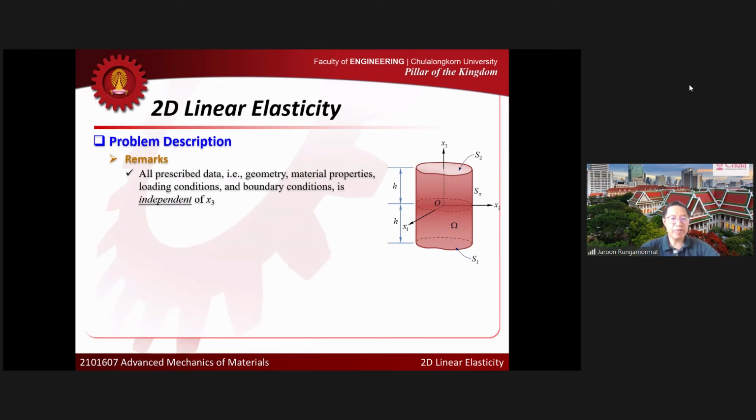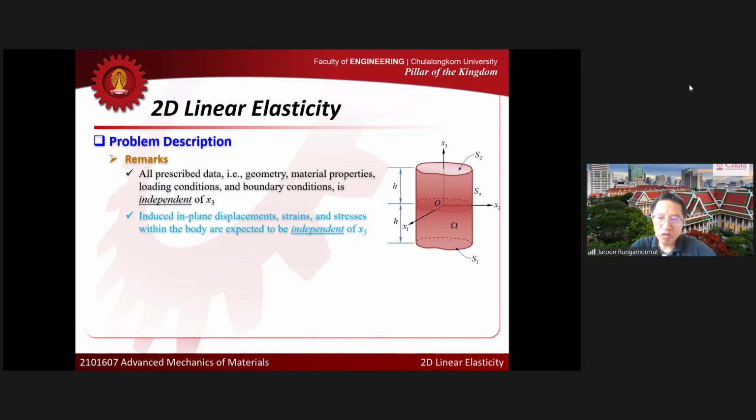I have a remark here. I hope that this will be useful to you. So if you look at the prescribed data that I mentioned before, the geometry, the material properties, the loading condition, and the boundary condition, all those data are independent of X3. And also, if you deal with a vector, the component of the vector in the normal direction to the cross section disappears as well.